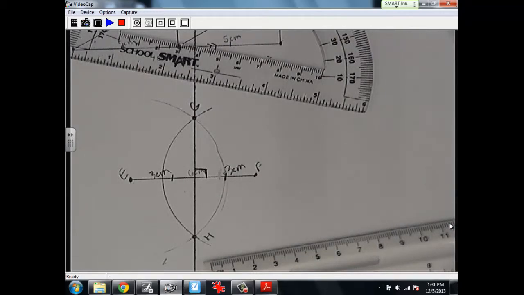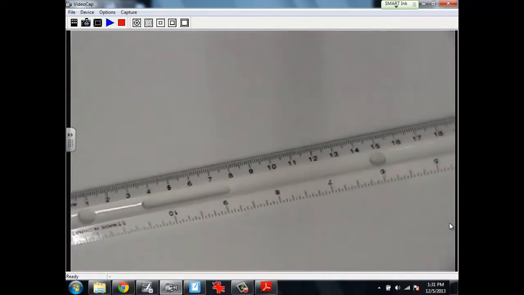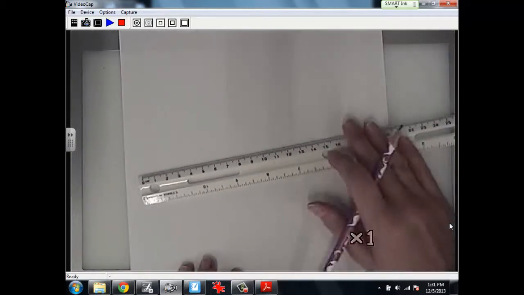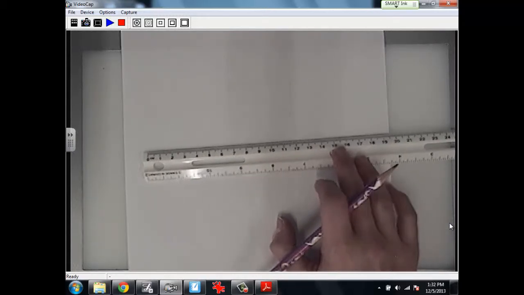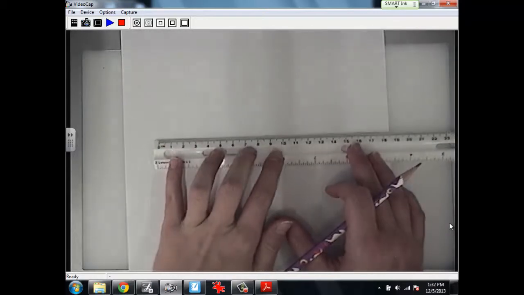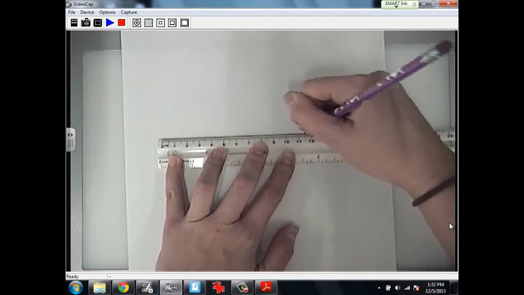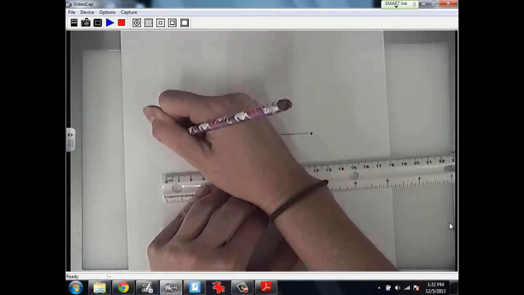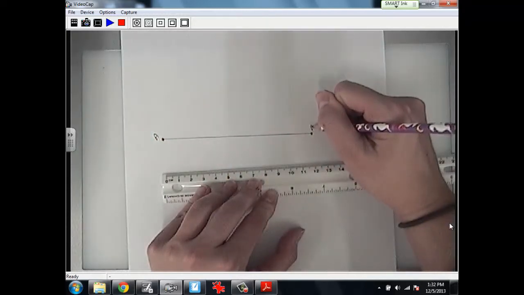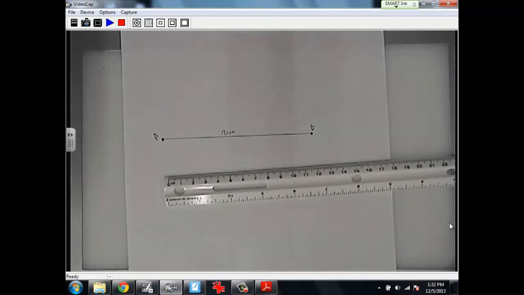Flip your paper over to the back where we have more room. You can make yours as big as you want. Maybe we go 12 centimeters this time. Just do it without talking to your neighbor or to anybody else. Let's call this A and B. This was 12 centimeters.